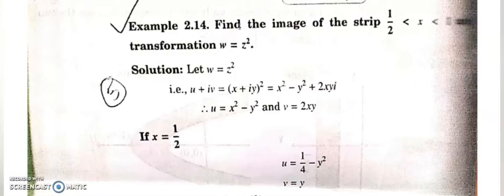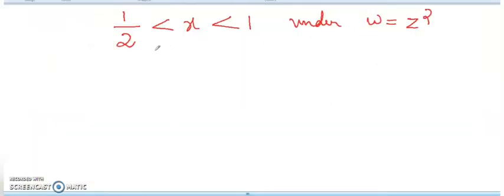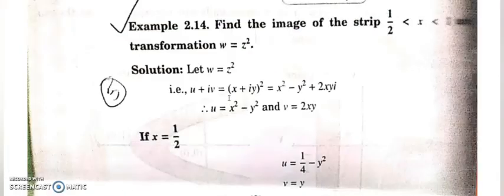Find the image of the strip 1 by 2 less than x less than 1 under the transformation w is equal to z square. That is, find the image of x between 1 by 2 and 1, under the transformation w is equal to z square. So we take u and v. u is x square minus y square, v is 2xy, same as the previous question.